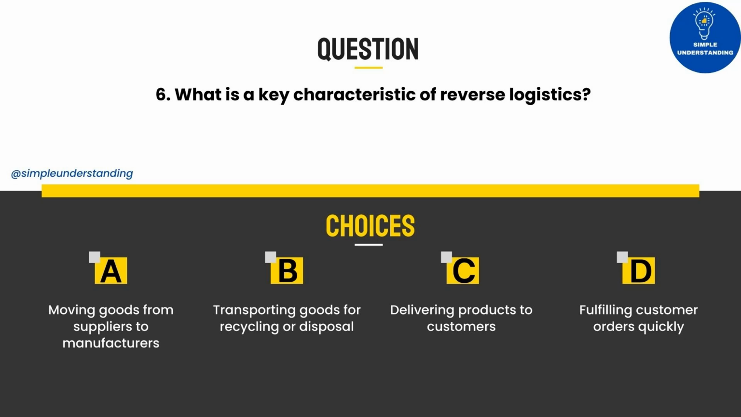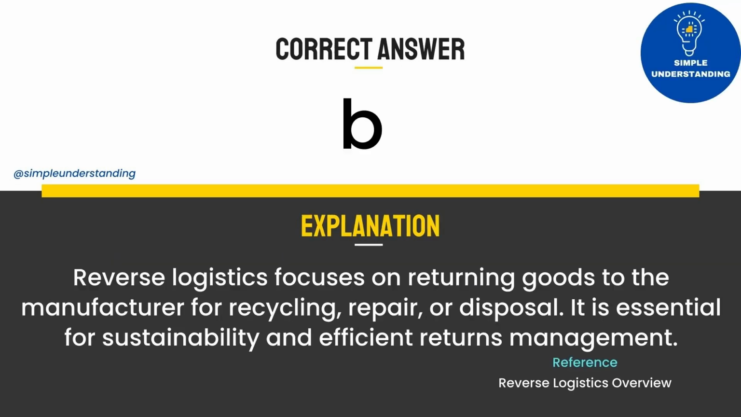6. What is a key characteristic of reverse logistics? A. Moving goods from suppliers to manufacturers. B. Transporting goods for recycling or disposal. C. Delivering products to customers. D. Fulfilling customer orders quickly. Correct answer, B. Overall explanation. Reverse logistics focuses on returning goods to the manufacturer for recycling, repair, or disposal. It is essential for sustainability and efficient returns management.